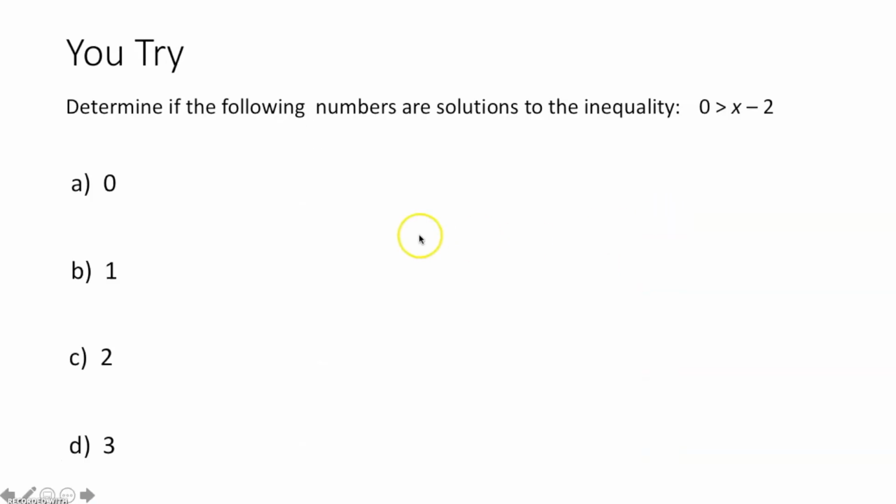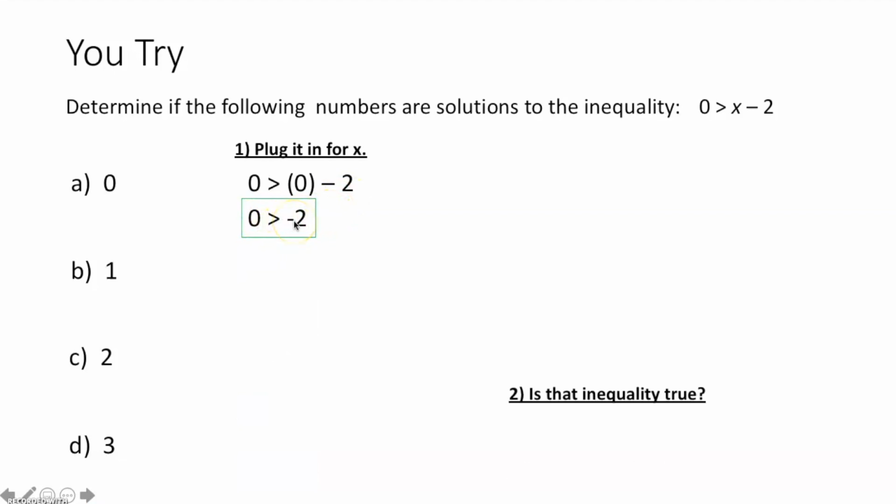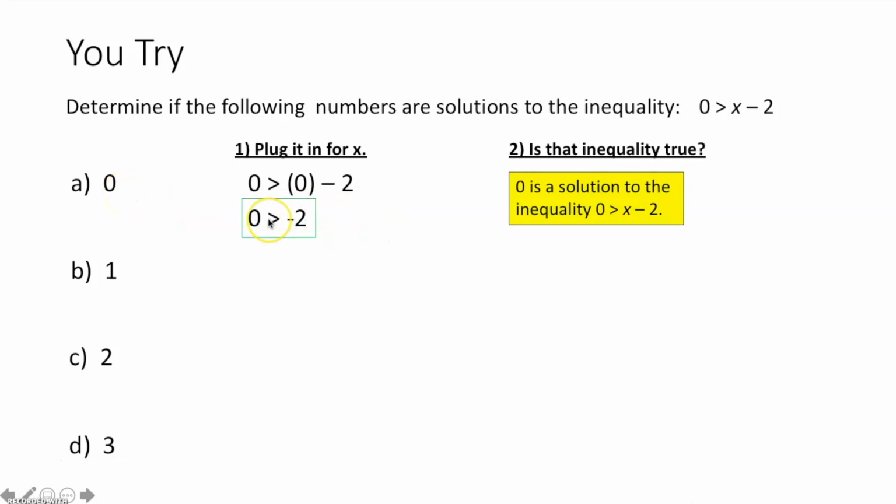Okay, we're doing the same thing. We're just plugging in these values for x in the inequality to determine if the inequality is true. And if we simplify it and determine the inequality is true, we can say that this is a solution to the inequality. So we plug in 0 for x, and we get 0 is greater than 0 minus 2. Well, what is 0 minus 2? We have to simplify this. 0 minus 2 is going to be -2. So is 0 greater than -2? Yes, it is. Because this inequality is true, that means 0 is a solution to the inequality.